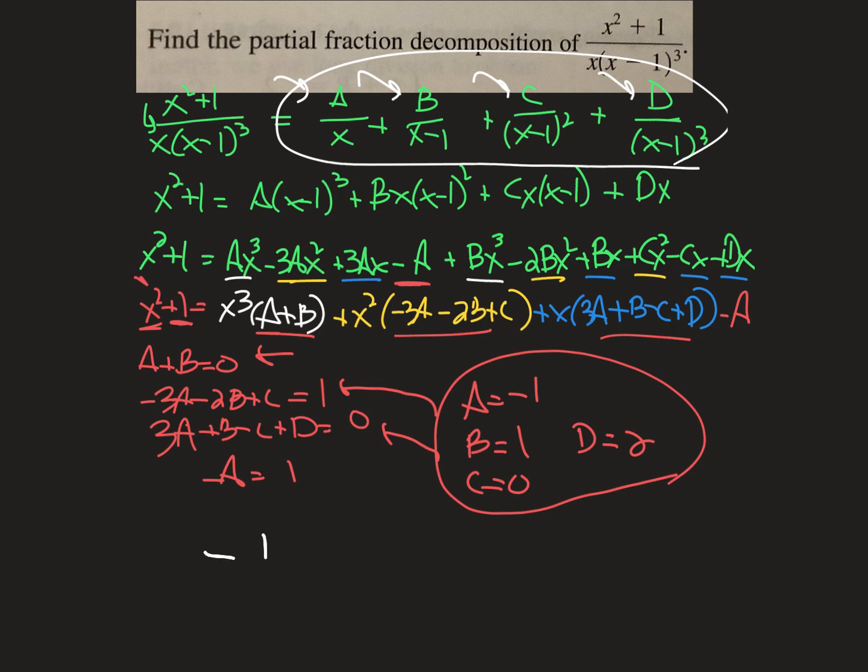So here I go. Negative 1 over x, plus 1 over x minus 1. There's no need to put a 0 right there where the c is because 0 over anything is just 0. D is 2, so I'm going to go 2 over x minus 1 cubed. And there you have it.